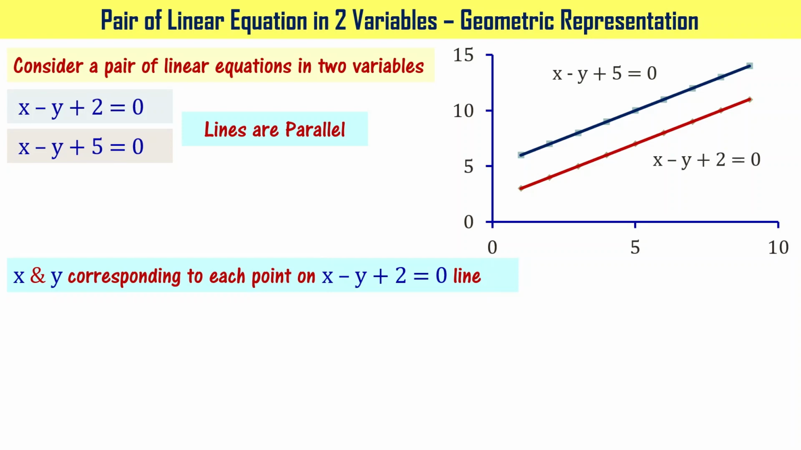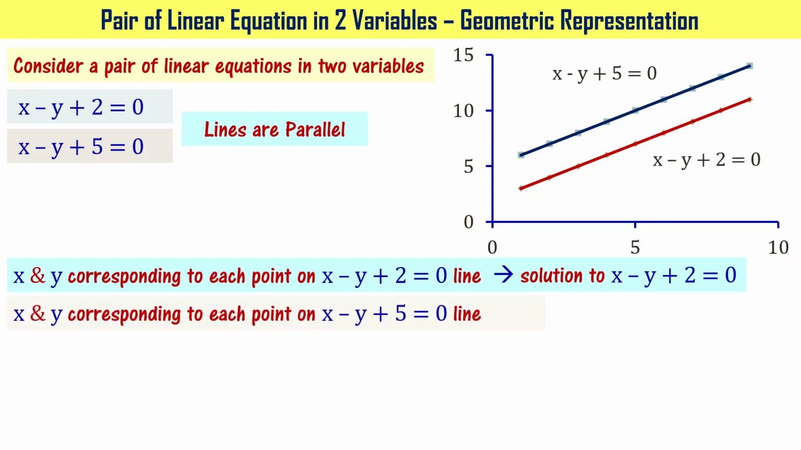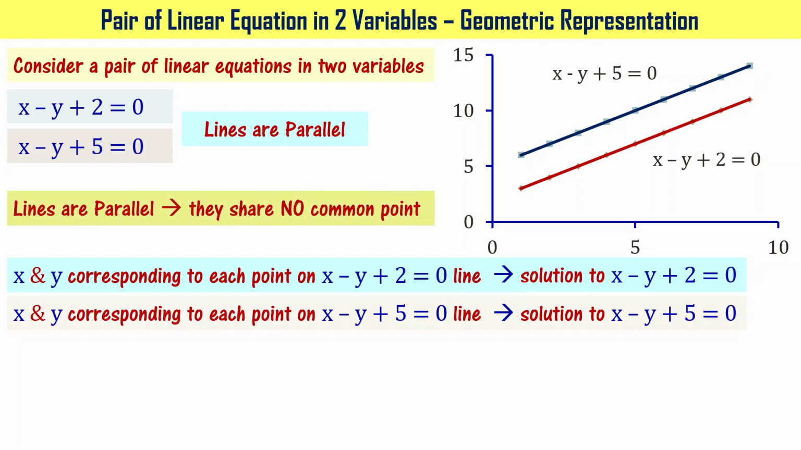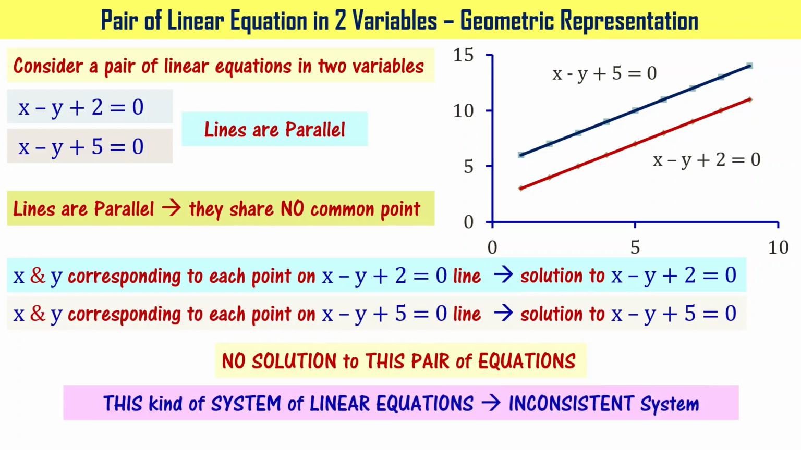We know that x and y corresponding to each point on the x minus y plus 2 equal to 0 line is a solution to the x minus y plus 2 equal to 0 equation, right? Similarly, x and y corresponding to each point on the x minus y plus 5 equal to 0 line is a solution to the x minus y plus 5 equal to 0 equation, right? Since the lines are parallel, they share no common point. It means that there exists no solution for this pair of linear equations in two variables. Since the solution doesn't exist for this kind of linear equations, we call this an inconsistent system of linear equations. Please take a note of this.